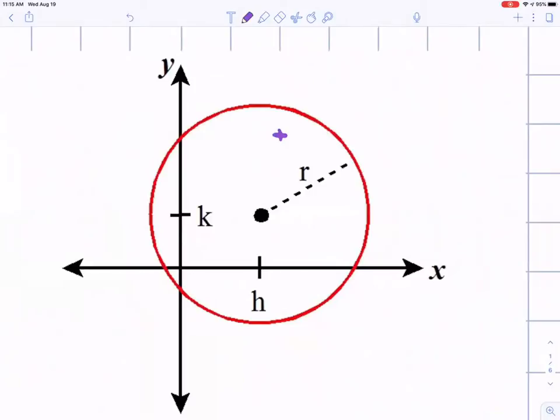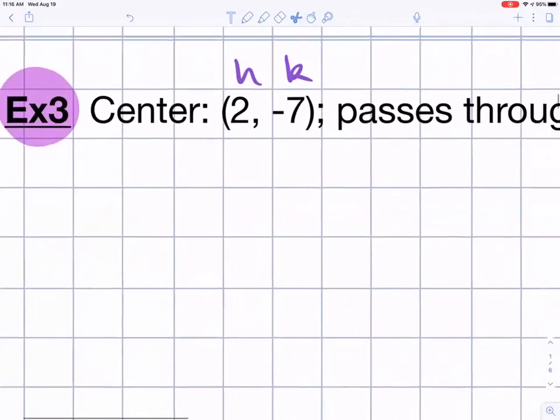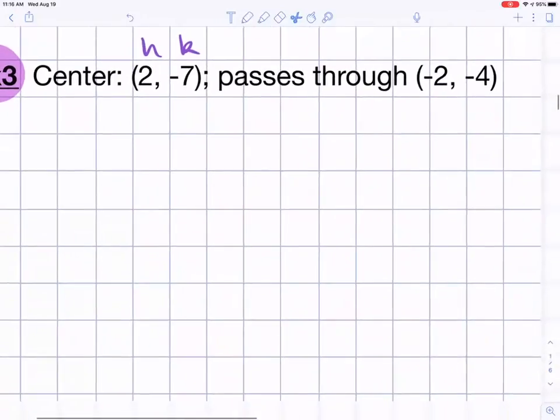So when it says that the circle passes through a point, that literally means that point has to be in, on, out. I feel like I'm on Sesame Street. So if the circle passes through a point, that point has to be on the circle. Okay, so that's what that means. So let's go back to number 3.